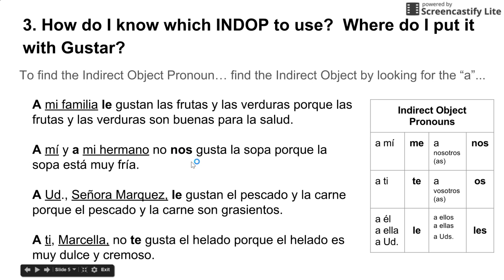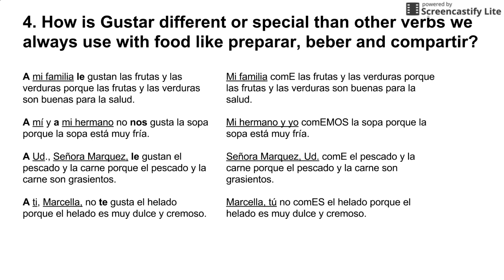Now, it is important to note that nos and nosotros are not the same thing. Nos refers to us, and nosotros is simply we. So be careful about that. They are not the same thing.